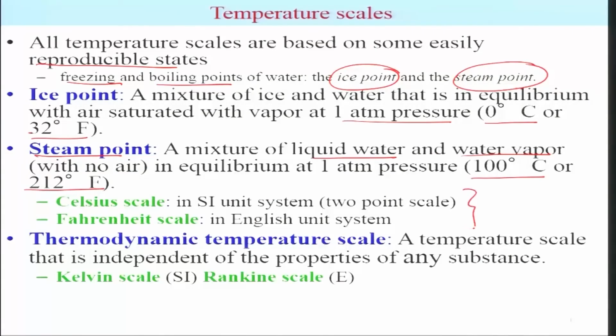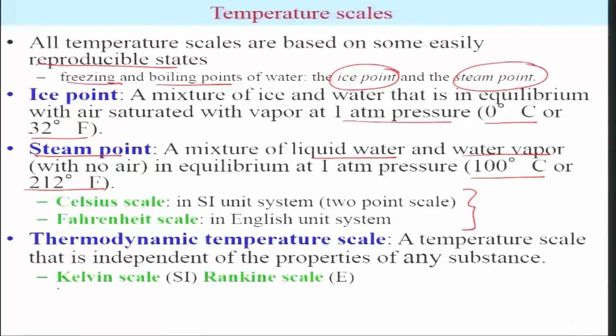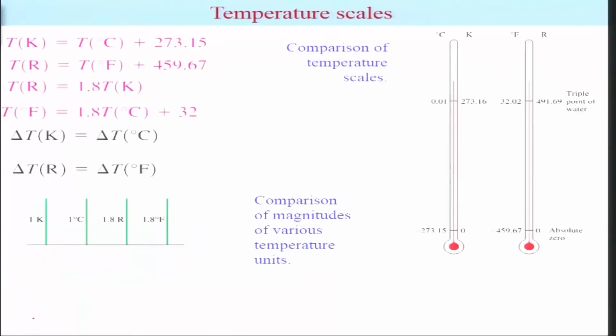So these are the two scales which are based on this reproducible state, based on water. But then it depends on the fluid which you are using, and the idea was not to stick to a fluid; it should be independent. That led to the idea of the thermodynamic temperature scale, which is independent of any fluid we used. The two scales designed by people are the Kelvin scale, which is SI, and the Rankine scale, which is English. So let's look at how they can be related.